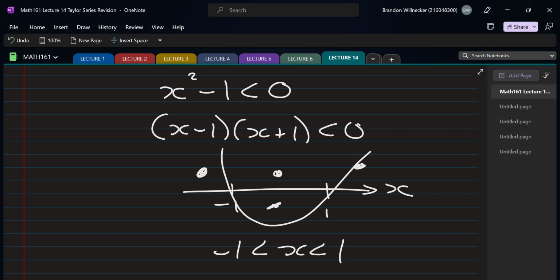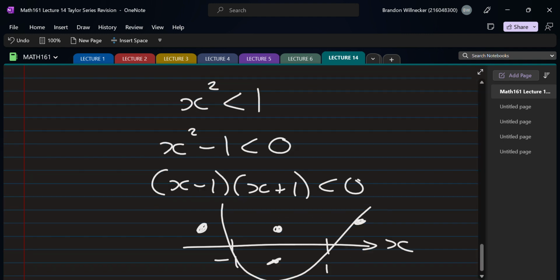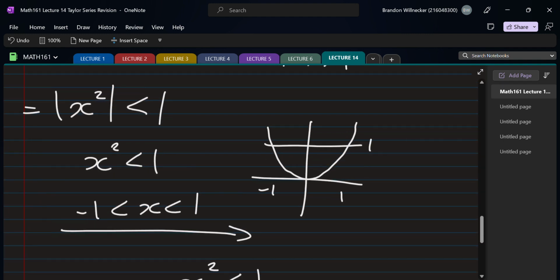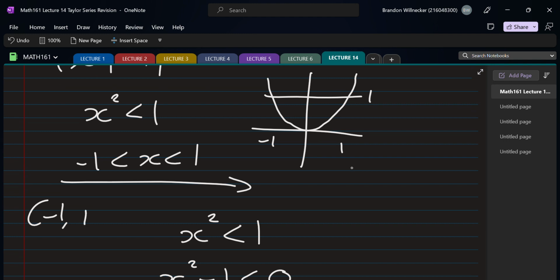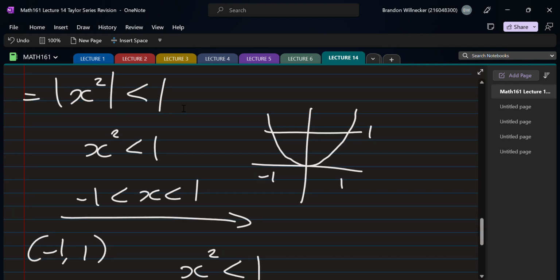So x squared less than 1 is the same as the absolute value of x less than 1. Yeah, that's right. So you could have also written it like that, as the interval from minus 1 to 1. You can write it like that as well. For those ones, it's a little bit more difficult.